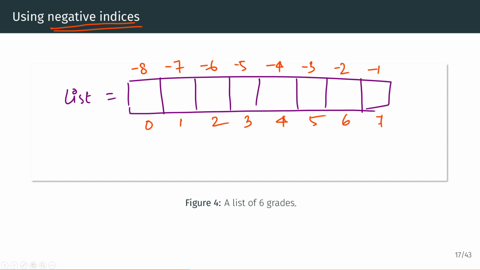Okay, so you can access the elements using the positive indices, or you can also access the list elements using negative indices.